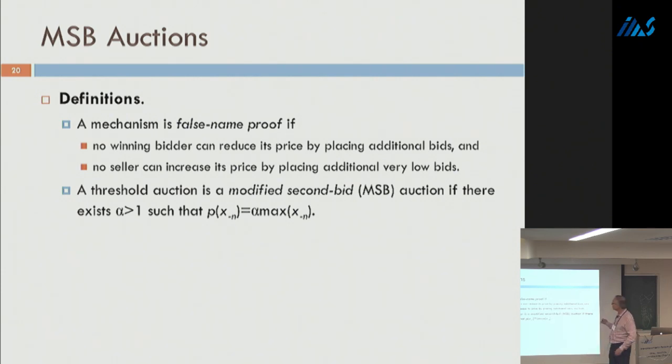Okay. A mechanism is false name proof if no winning bidder can reduce its price by placing additional bids, and no seller can increase its price by placing additional very low bids. I don't want it to be possible for a seller to manipulate the price by sticking in some bids that are low and have virtually zero chance of winning. This is a standard definition, the first part, that a bidder shouldn't be able to reduce its price by placing additional bids. A threshold auction is a modified second bid auction if there exists a number alpha bigger than 1 such that the price that we quote for any bidder is alpha times the maximum of the bids among the other bidders.